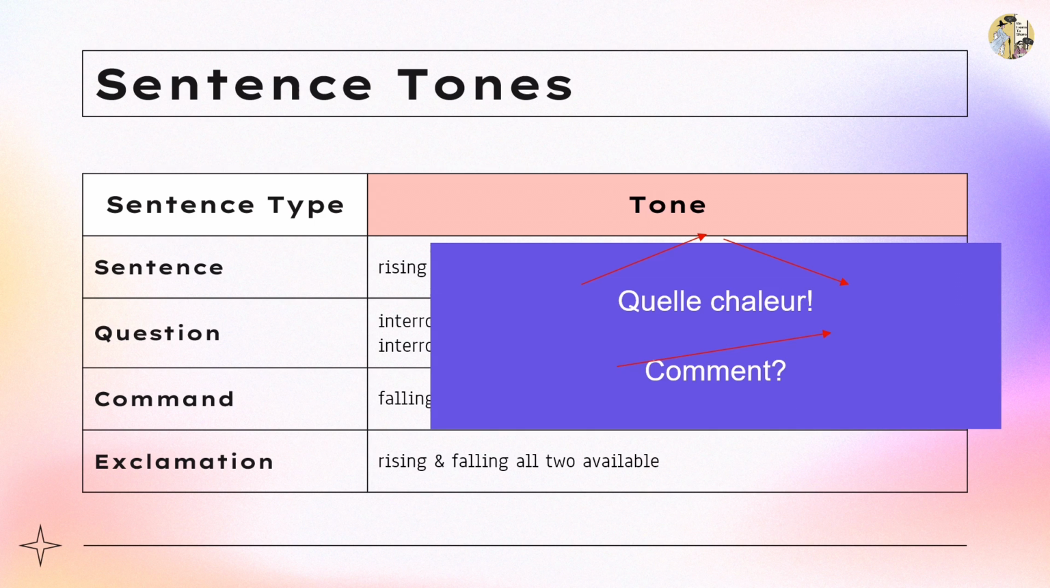Last but not least, an exclamation. So you can just use a rising or falling intonation. Either is available. So for example, quelle chaleur? How hot? And I am exclaiming that the weather is so hot, so I can just use a rising and then a falling intonation. Comment? I can also use a rising intonation here.